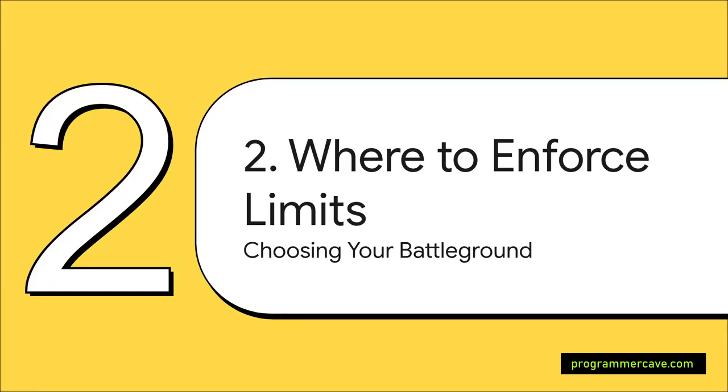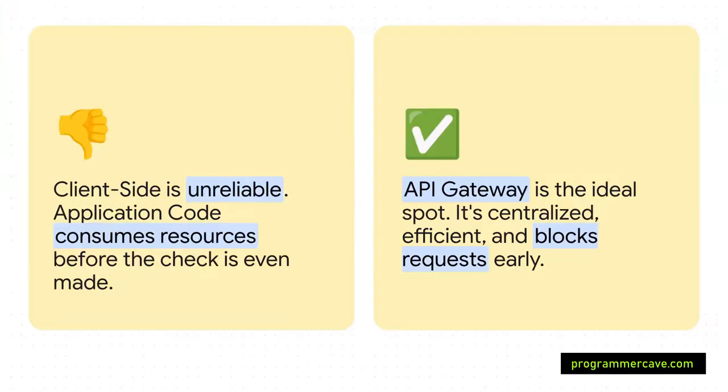So, knowing why we need a limit naturally leads to the next big question. Where should we actually put it? Choosing the right spot in your architecture is every bit as important as the limit itself. Well, you could try to enforce limits on the client side, but honestly, that's so easy to bypass, it's totally unreliable.